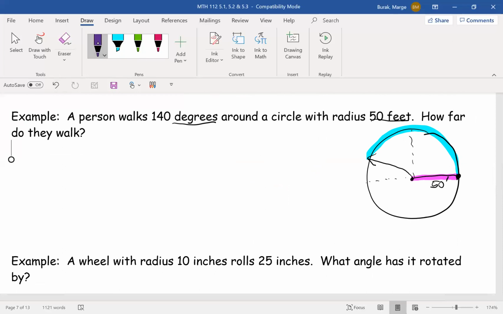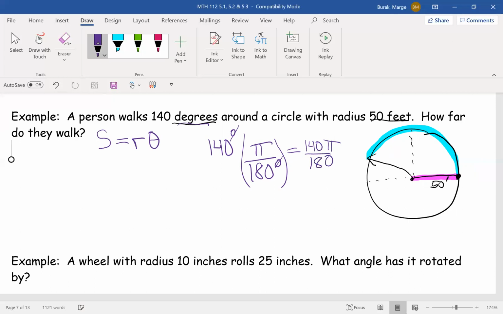So the first thing to do in a problem like this is look at our formula. S equals R theta, but theta has to be in radians, and we have degrees. So first we're going to change 140 degrees into radians, and how do we do that? We multiply it by pi over 180 degrees, so the degrees cancel, and we get 140 pi over 180. We could reduce that, zeros out, 14 pi over 18, cut them in half, 7 pi over 9. And so we'll use that in our formula.